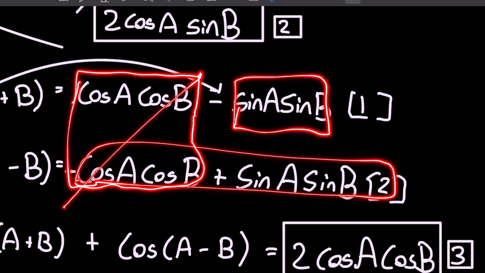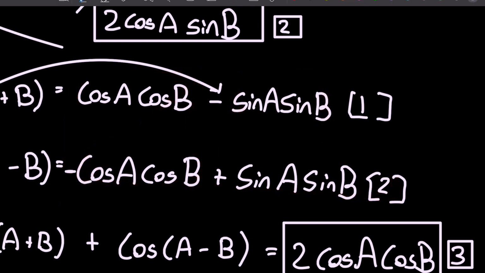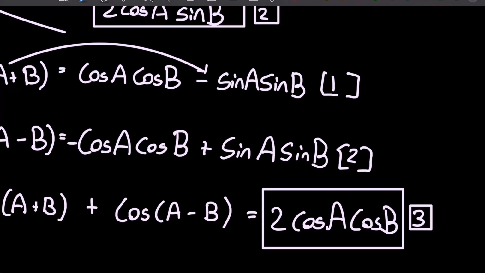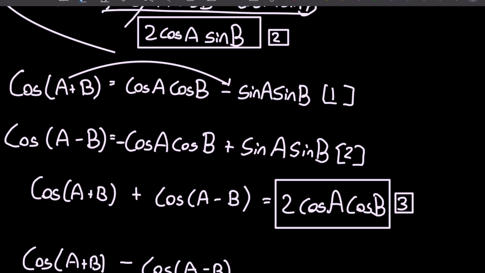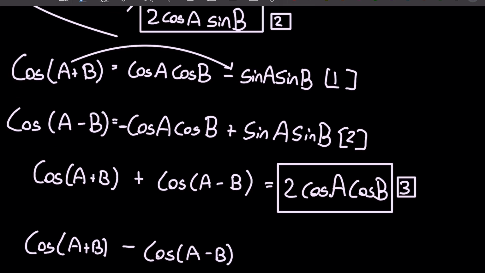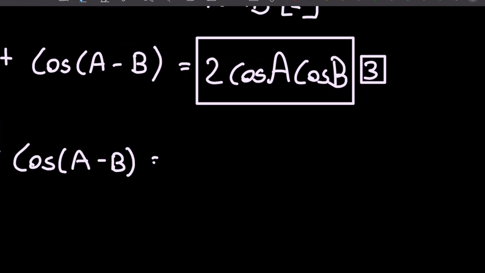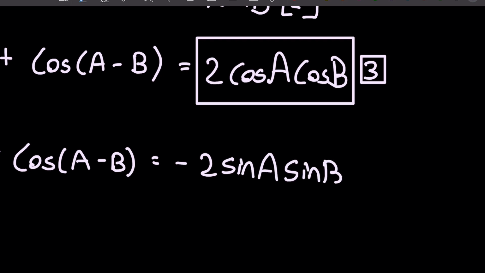And when you have a minus and a minus, it's just going to continue being minus because we're not multiplying. So we'll have minus sine a sine b minus sine a sine b, which is just simply going to be equal to minus 2 sine a sine b. Okay? So this is going to be our fourth equation that you should remember.